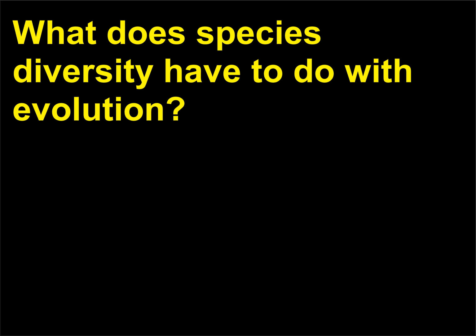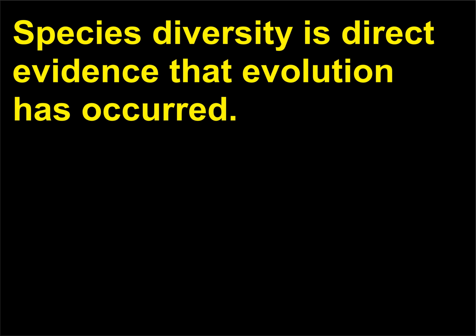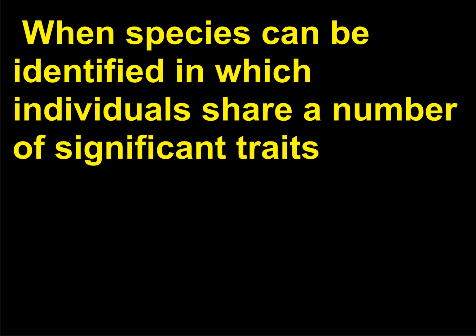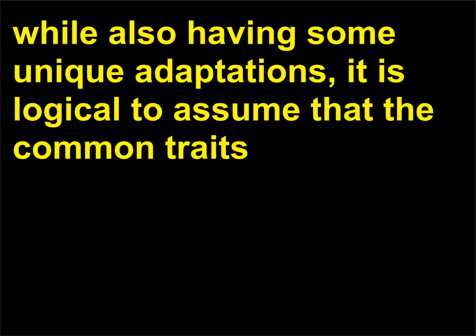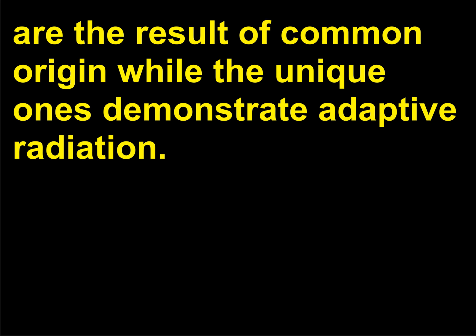What does species diversity have to do with evolution? Species diversity is direct evidence that evolution has occurred. When species can be identified in which individuals share a number of significant traits, while also having some unique adaptations, it is logical to assume that the common traits are the result of common origin while the unique ones demonstrate adaptive radiation.